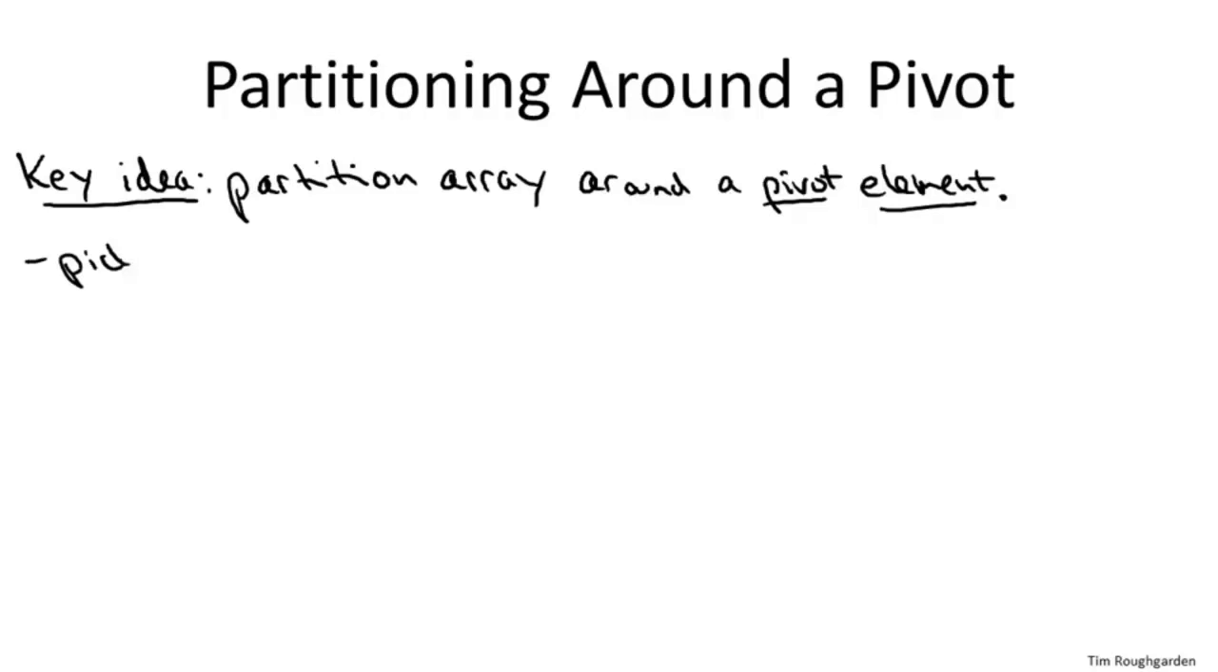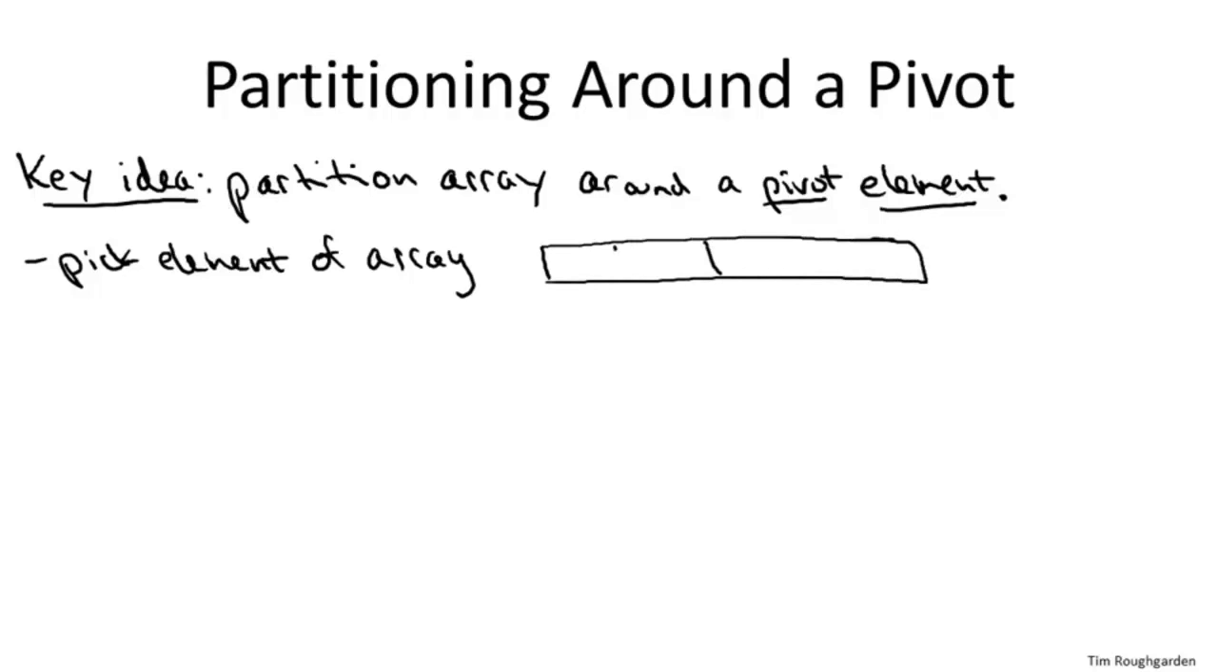Now, eventually we'll worry quite a bit about exactly how we choose this magical pivot element, but for now you can just think of it that we pluck out the very first element in the array to act as the pivot. So for example, in the input array that I mentioned on the previous slide, we could just use 3 as the pivot element.